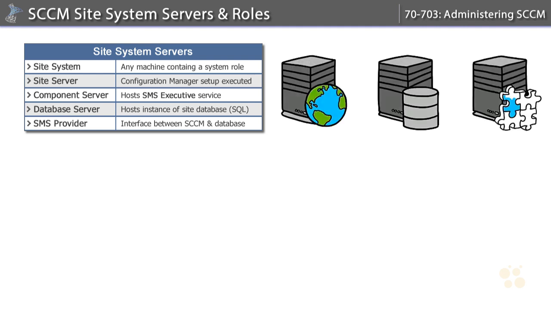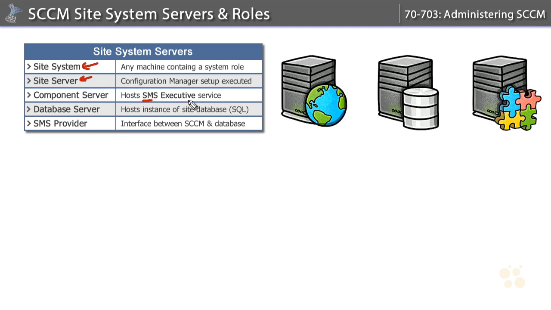These are otherwise known as the required roles for SCCM to function, and they're more labels than anything else. Whenever we install a primary site or install an optional role on a machine within our site, they will automatically acquire one of these labels. For example, whenever you install an optional SCCM role onto a machine in your hierarchy, we'll look at those optional roles in a second, that machine becomes a site system server. Whenever you run Configuration Manager setup on a machine to install a primary site, that machine becomes a site server.